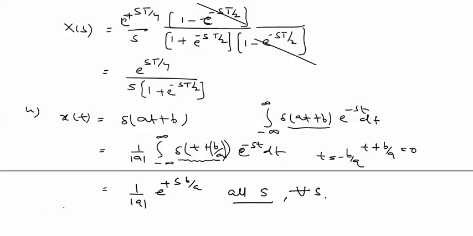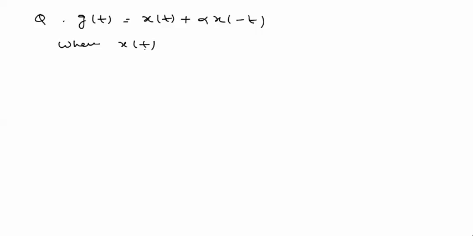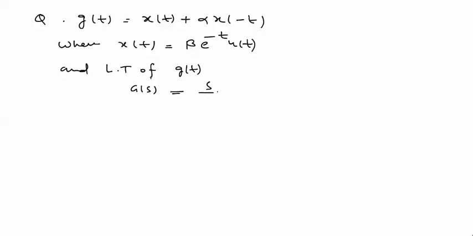It can be written as, that is the final answer. Now we discuss a question regarding the Laplace transform. g(t) is given to us in this way: x(t) plus alpha x of minus t, and x(t) is defined as beta e power minus t u(t), and the Laplace transform of g(t) is G(s) equals s upon s square minus 1. Determine the value of alpha and beta.